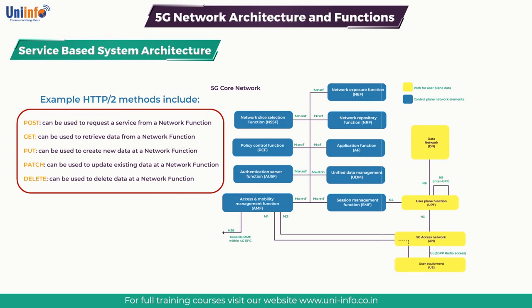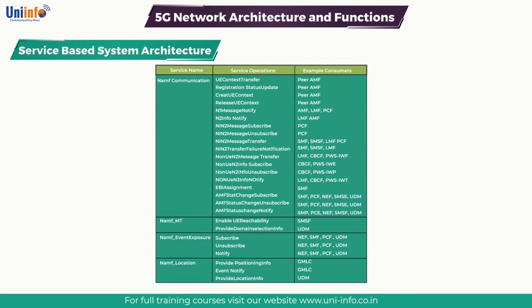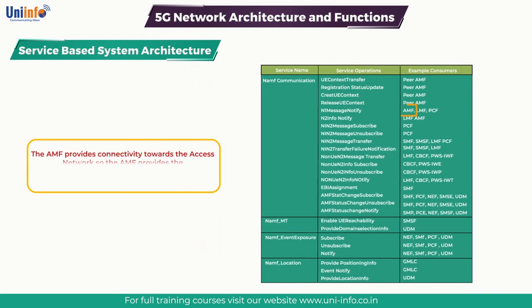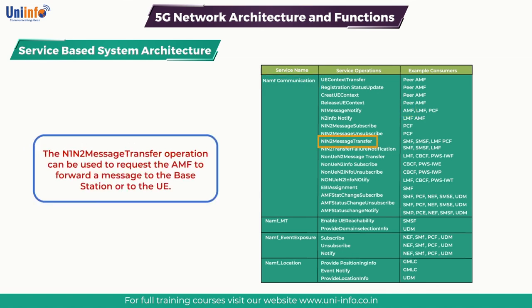As an example of the services offered by a network function, here is the table that represents the services offered by the Access and Mobility Management Function (AMF). The AMF provides connectivity towards the access network, so the AMF provides an AMF communication service to allow signaling towards the base station and the UE. The N1 N2 message transfer operation can be used to request the AMF to forward a message to the base station or to the UE.